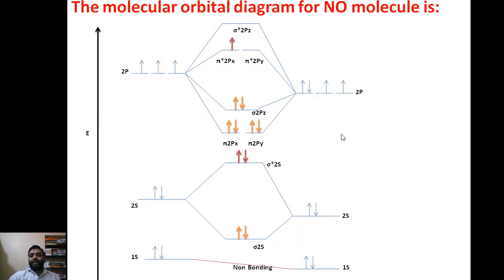Then you can calculate its magnetic properties. For magnetic property, you compare the last orbital, that is the highest occupied molecular orbital, which is pi star 2px. It has only one electron, which is an unpaired electron, and therefore you can write that the NO molecule is paramagnetic in nature. Do not compare with another orbital below it. You apply the rule to the highest occupied orbital, the HOMO. The HOMO is pi star 2px, with only one unpaired electron, so it is paramagnetic in nature.